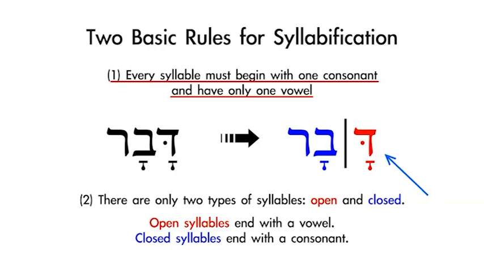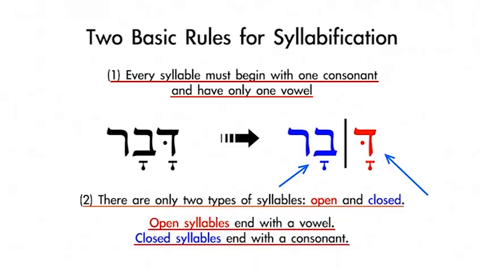The first syllable, da, begins with one consonant, dalet, and has only one vowel, kametz. The second syllable, var, also begins with one consonant, the bet, and has only one vowel, the kametz. Each syllable follows Rule 1 above, that every syllable must begin with one consonant and have only one vowel. Rule 2 is that there are only two types of syllables in Hebrew, open and closed. Open syllables end with a vowel, and closed syllables end with a consonant.